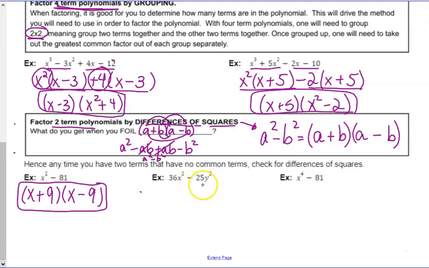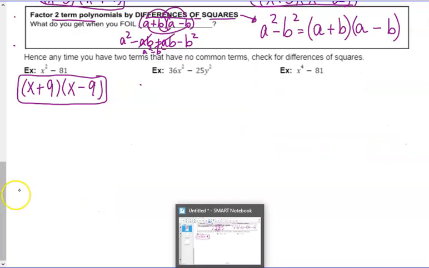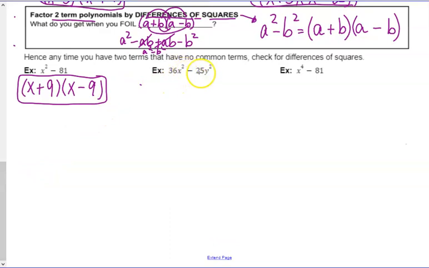Okay, now do I have any common terms with 36x squared minus 25y squared? The answer is no. There's no common terms there. But I do have 2 different terms. Check to see if it's a difference of squares. Well, I have the minus. That's good. Actually, the letters are perfect squares because they are even powers. 36 is 6 squared and 25 is 5 squared. Therefore, these are perfect squares. So I can factor it into the difference of squares where one's a plus and one's a minus.